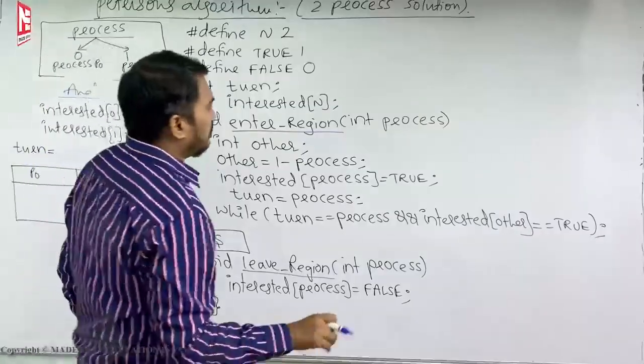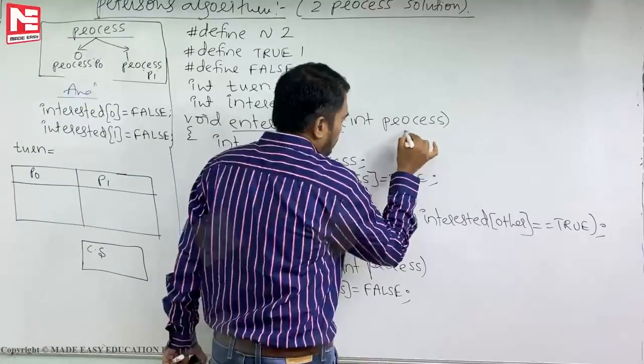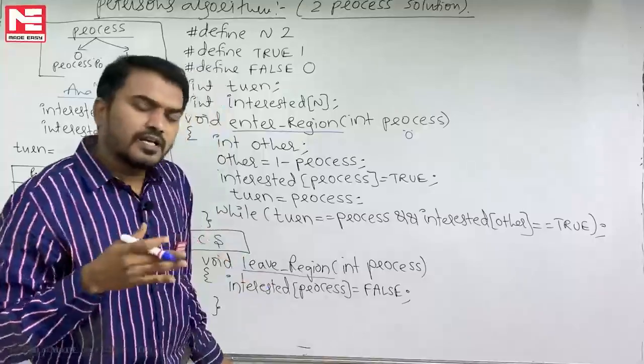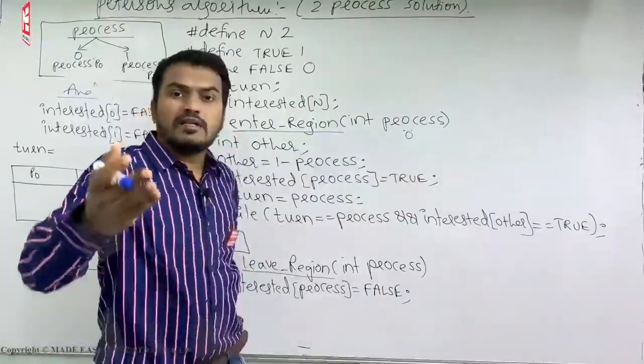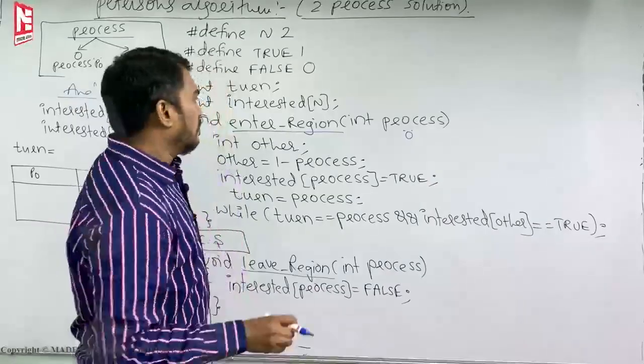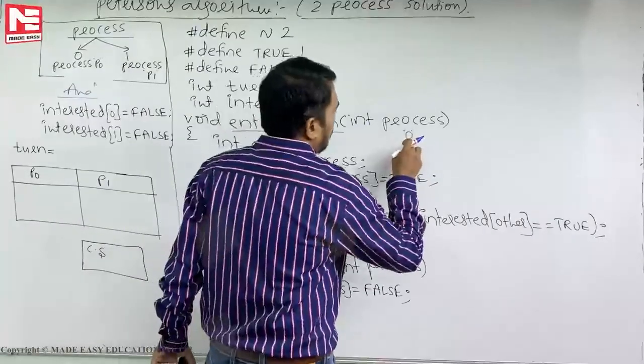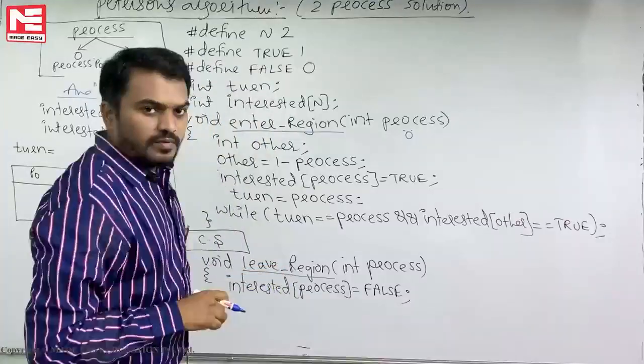Okay fine. So now first I am taking the process value as 0. Tell me, I want to run P0. First I want to bring P0 into the critical section. So what process value should I take? 0. So integer process, process value 0.